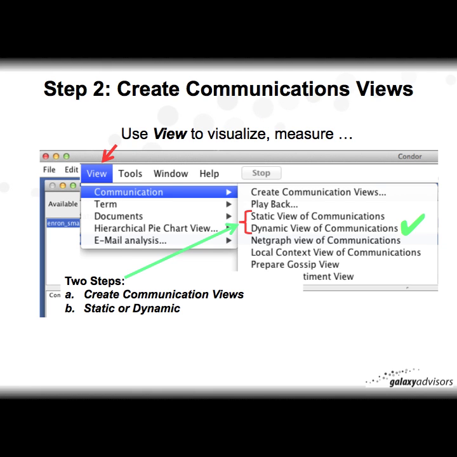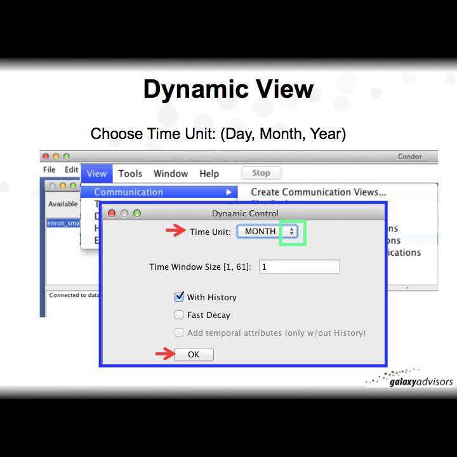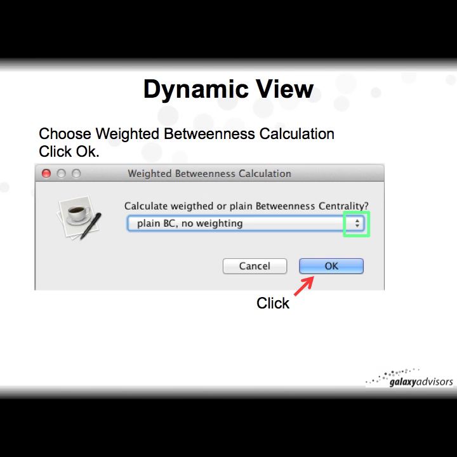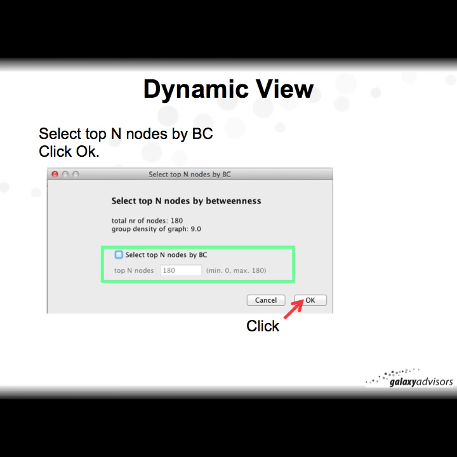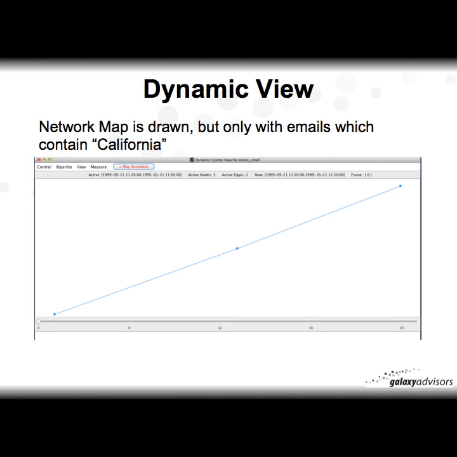Here, then, again the second step, Create Communication View, and this time we're going to select Dynamic since this is email. I'm going to, again, select month and click OK. I'm going to accept the same plain weighting, click OK. Now it's going to show me I have 180 nodes, which aren't too many, and I'm just going to accept the default OK. And so now a network map is drawn, but only with emails which contain the word California.